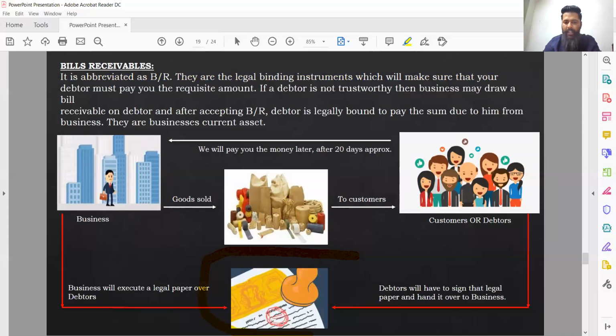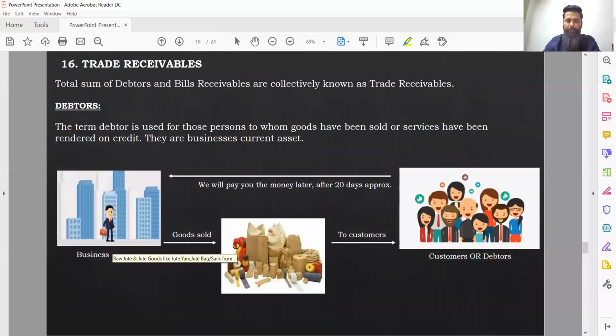I suppose you might have heard about or have seen a stamp paper, which is a legal document. In the same manner, bills receivable is also a legal paper, a legal document, which will be executed by the businessman over its debtor to secure its credit sales. The debtors will have to sign that legal paper and hand it back to the business. That is the meaning of bill receivable.